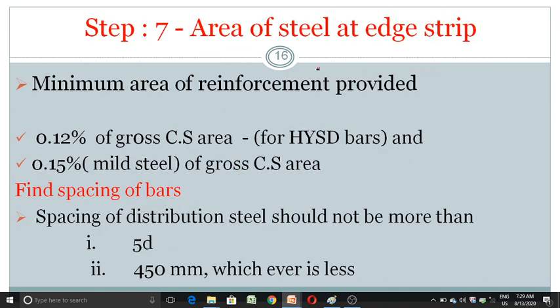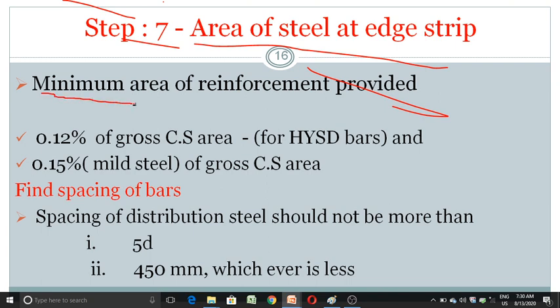Now we have to calculate, as I already told you, the area in the mid-span region as well as in the edge strip region. So how do we calculate the area of reinforcement in the middle span and the edge strip region? For the area of steel at the edge strip region, IS 456 says the minimum area of reinforcement will be provided for the edge strip. So according to the code, what is the minimum area of reinforcement?